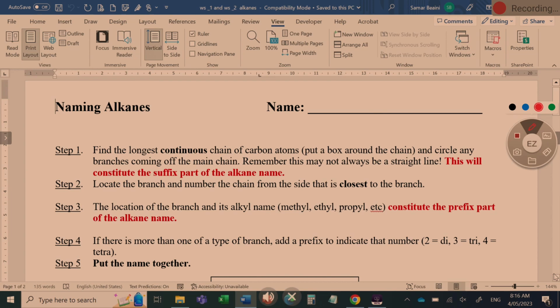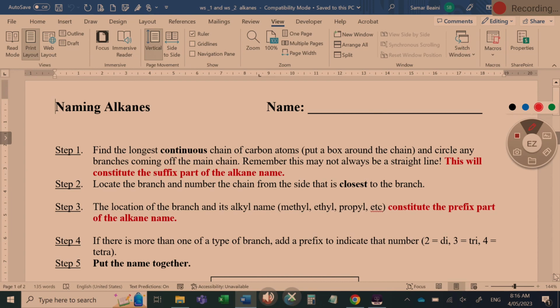Does that make sense? I'm going to give you an example of that. That's the best way I can help you think about the longest route. So don't always think about a straight line. Some of these are going to be trickier than others, because you're not always going to have a methyl as a side chain. Sometimes it's ethyl, sometimes it's propyl. Does that make sense? Alright, so I found the longest chain.